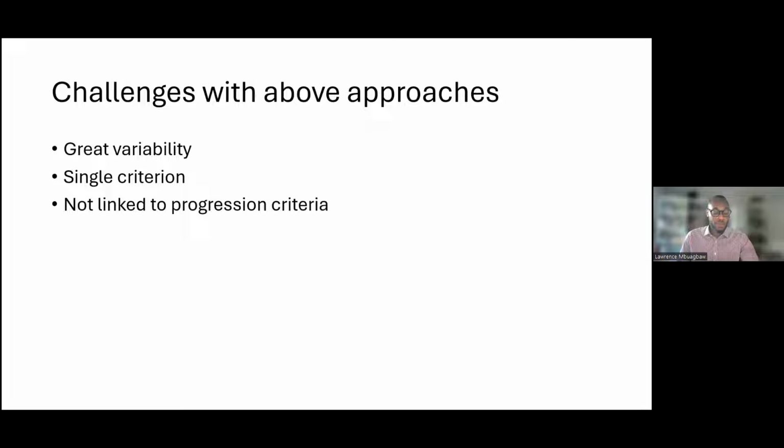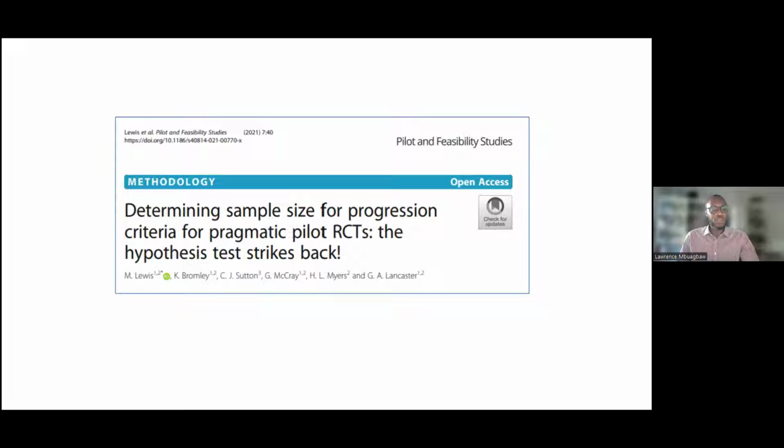So I'll talk about progression criteria in a minute. Progression criteria are the thresholds for your feasibility outcomes that must be met for you to say a larger trial is feasible, right?